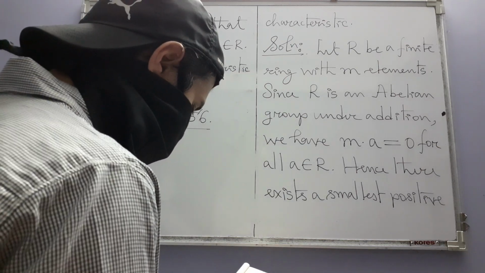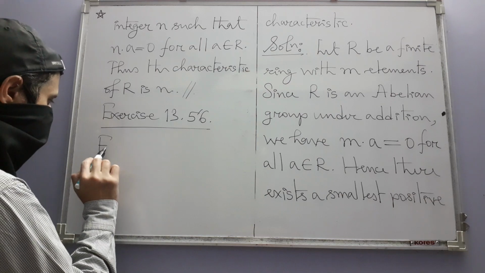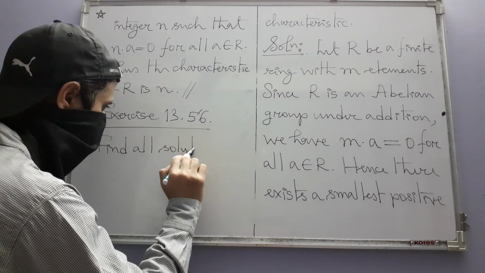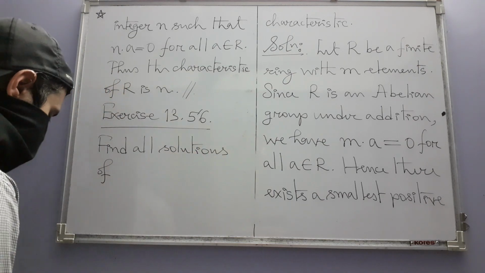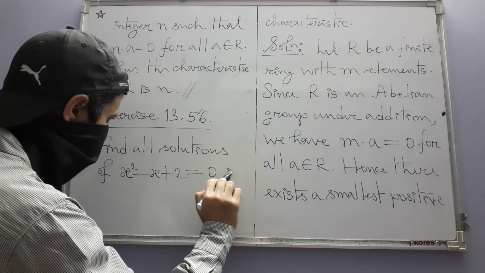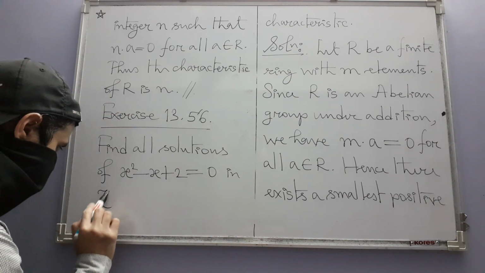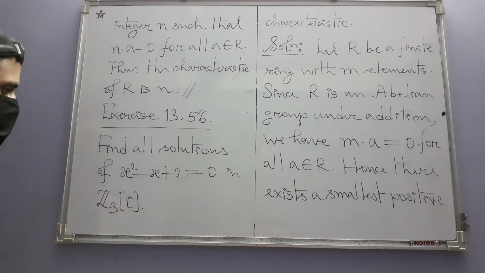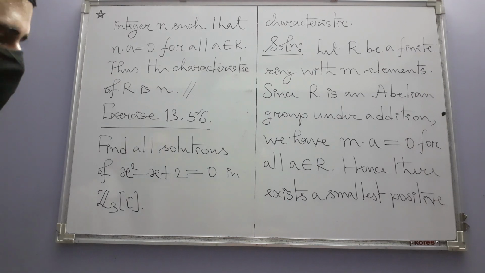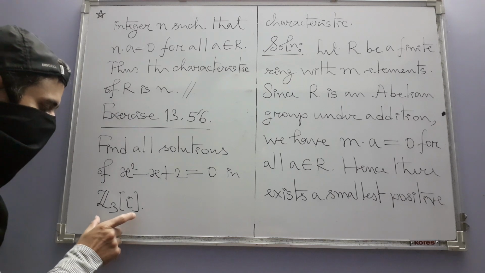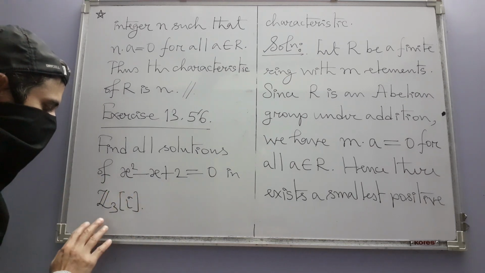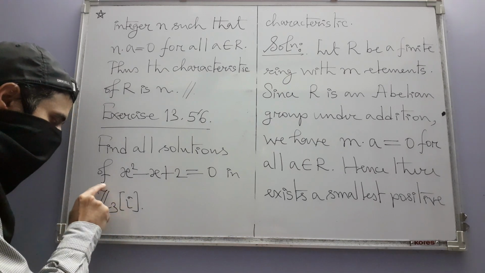Okay, so the next one is computational. Find all solutions of this quadratic equation, but in the ring Z3 of i, which consists of complex numbers. I should not say complex numbers, that is wrong. The elements in these are not complex numbers, but they look like complex numbers where the real and imaginary parts, if I call those things real and imaginary parts, are coming from this finite field Z3.